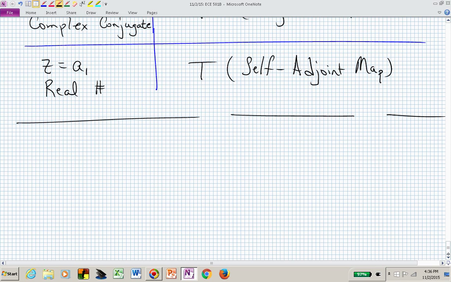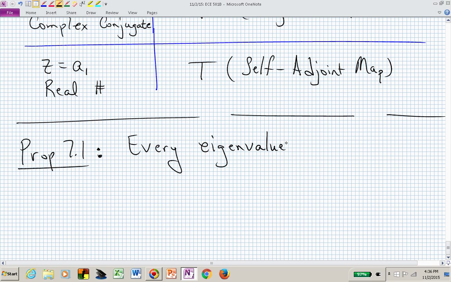I'll look at some propositions and corollaries for these self-adjoint maps. And these are now coming from the second edition of the book. Proposition 7.1 says that every eigenvalue of a self-adjoint operator is in fact a real number.